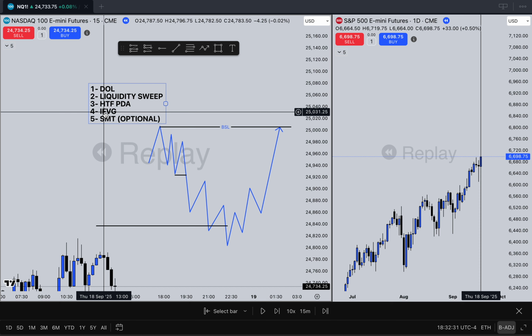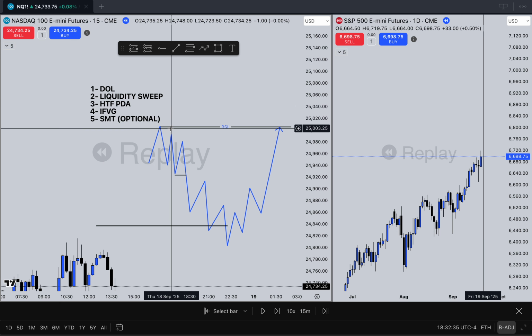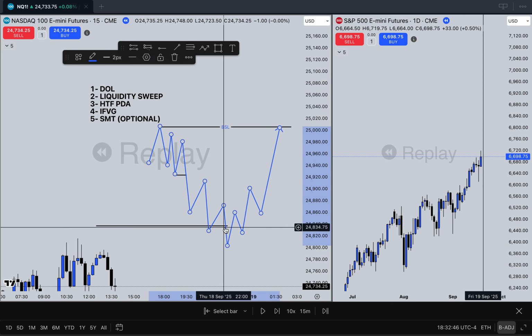And then step number five is optional. You can see I have optional here, it is an SMT. An SMT is just what takes a setup from being an A setup to an A plus setup. I don't demand it, but if I see it, perfect. It just adds conviction to my trade.